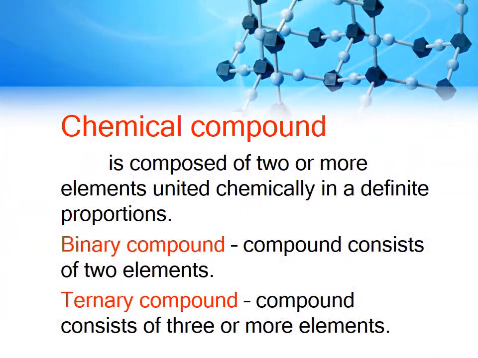But first, let us define chemical compound. A chemical compound is composed of two or more elements united chemically in definite proportions. We have two types of chemical compound, the binary compound and the ternary compound. Binary compounds are compounds that consist of two elements, while ternary compounds are compounds that consist of three or more elements.